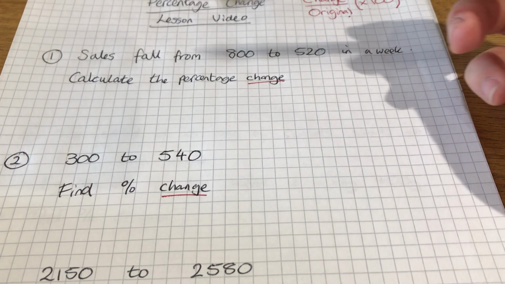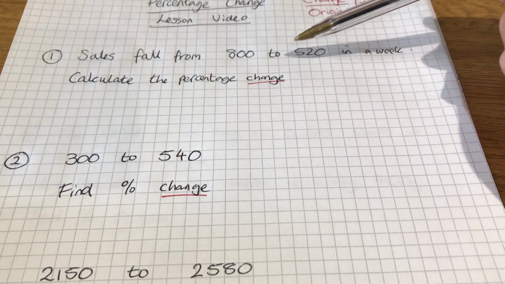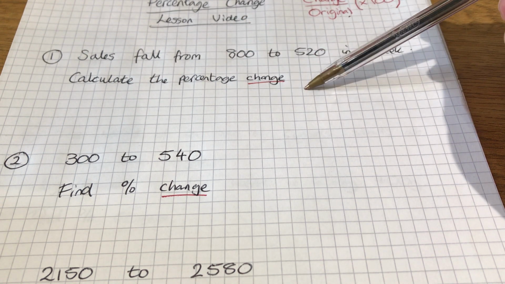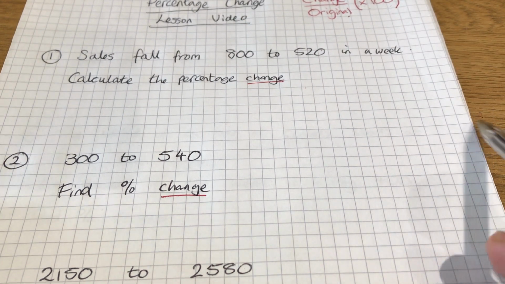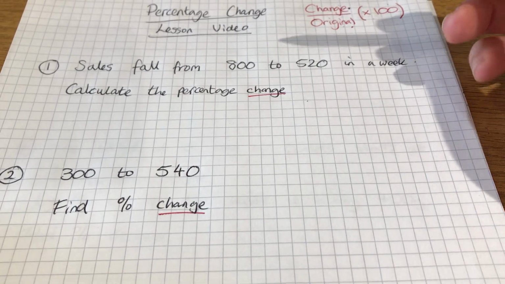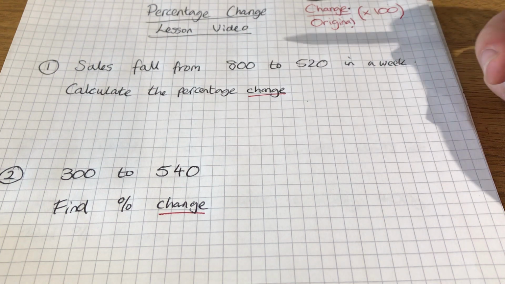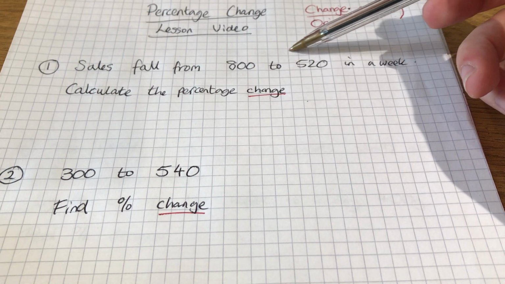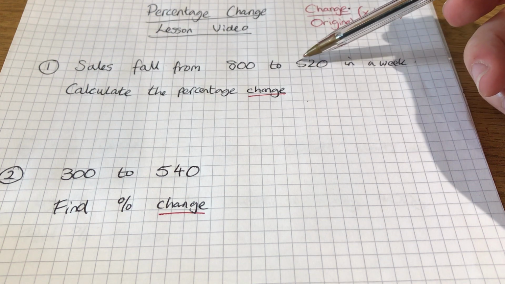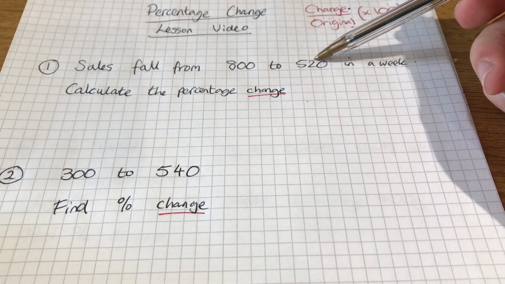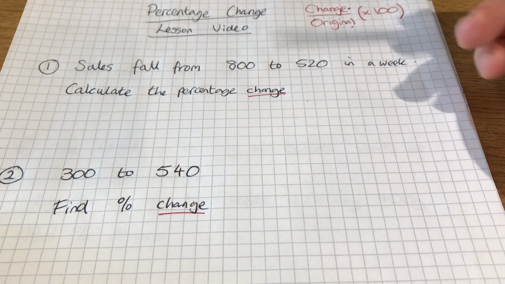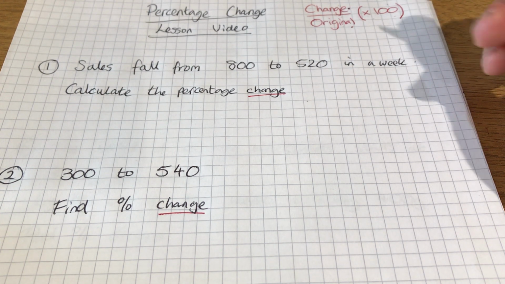Sales fall from 800 to 520 in a week. Calculate the percentage change. As I said earlier, we want to have change on the top there. These are all worth 3 marks each. The first thing you need to find out is the actual change, not the percentage change, but the actual change in the number. That will get you 1 mark as well. So that's a freebie. Everyone should be getting that one straight away.